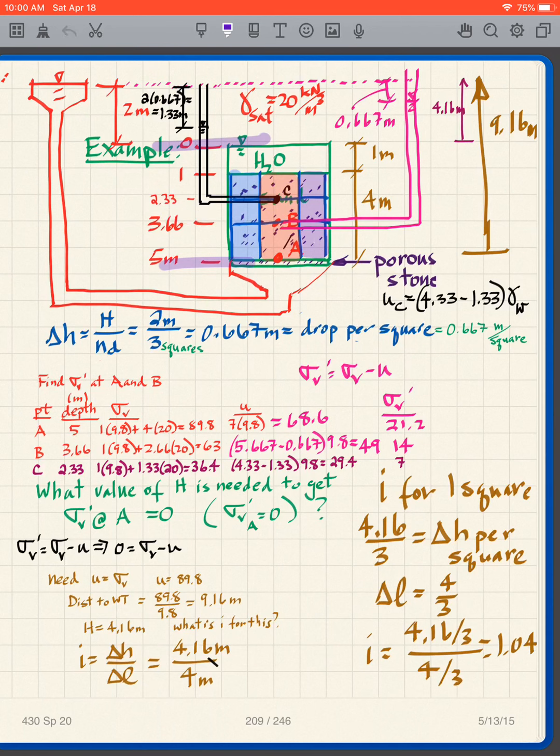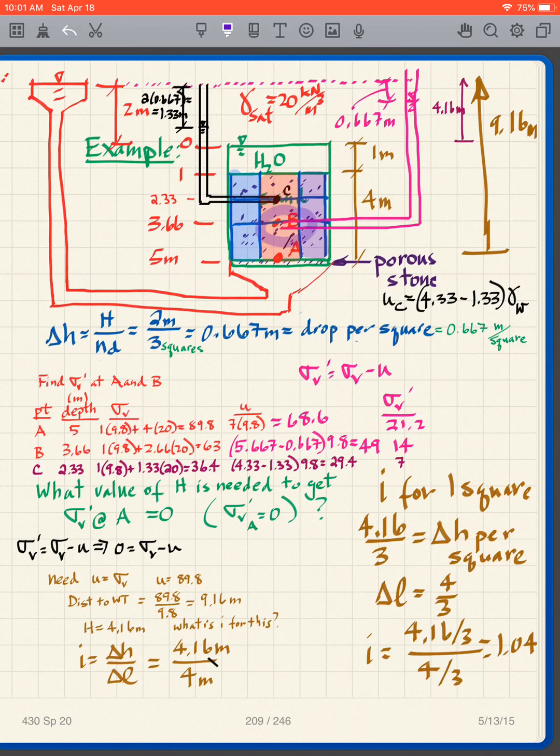Then I'm looking at point A, it's a depth of 5, B is 3.66, C is 2.33. I look at the figure. Let's look at point A here. What do I have? I've got a meter of water, and I have 4 meters of saturated sand. So when I figure out my sigma, a meter of water, 4 meters of saturated sand, my gamma is given as 20 kilonewtons per cubic meter.